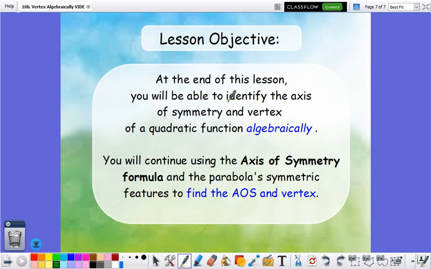We are now able to identify the axis of symmetry algebraically using x equals negative b over 2a. And then we can actually use this value to get our vertex algebraically by substituting into the function.